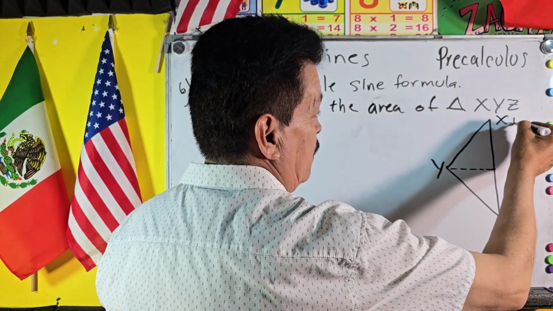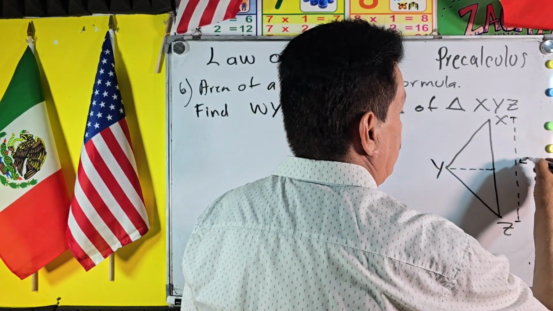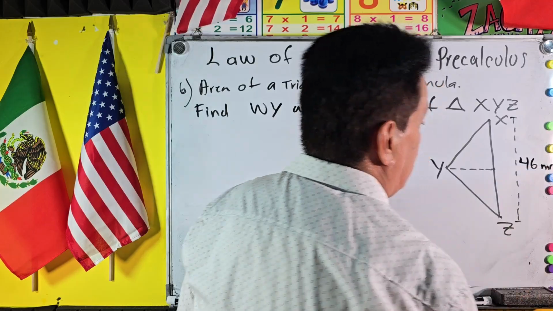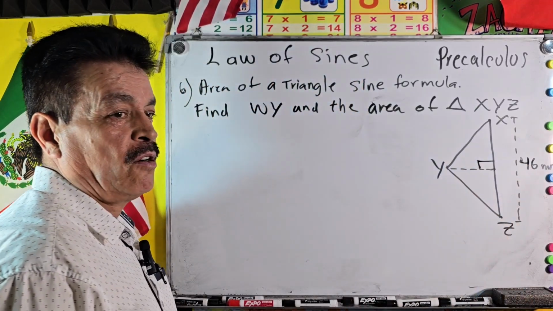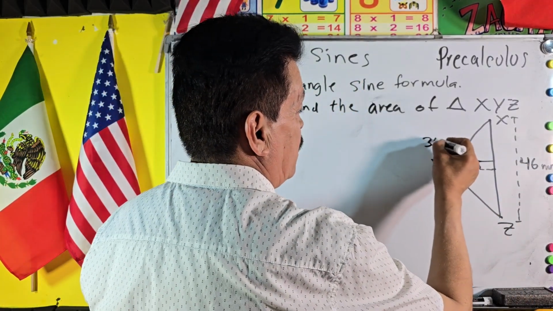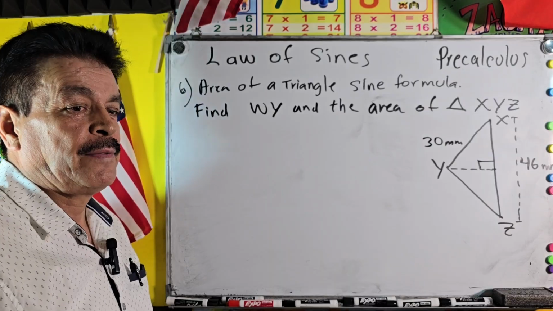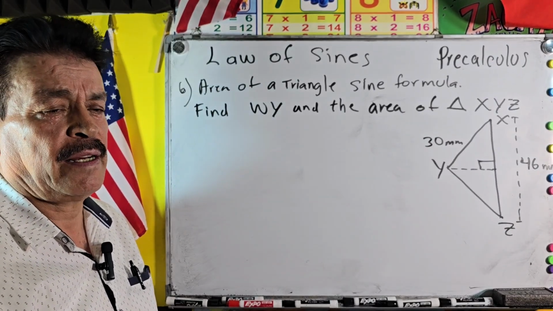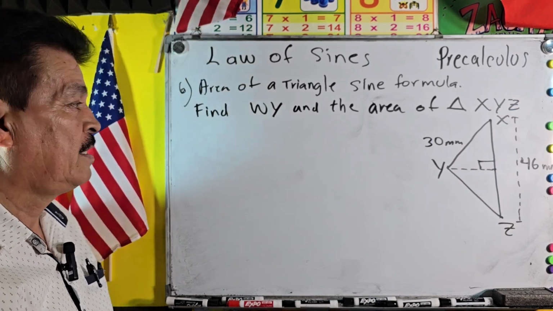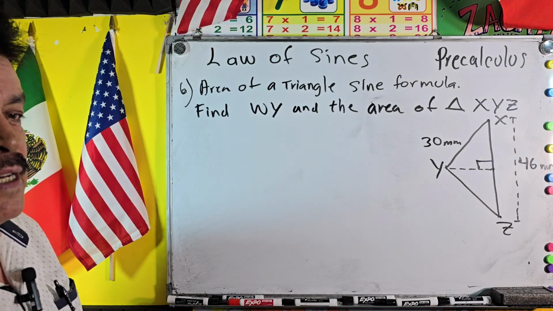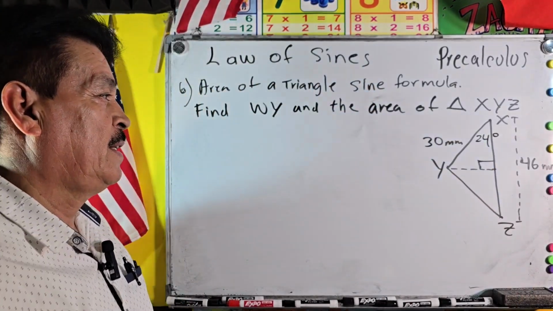All these sides equal 46 millimeters, and then this is a square, I mean 90 degrees over there, and then here is 30 on this side. What else do we need? More information here. Let me write 24 here, 24 degrees over there.